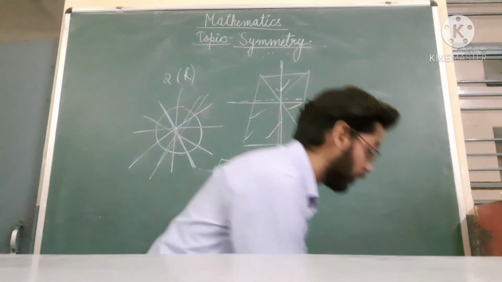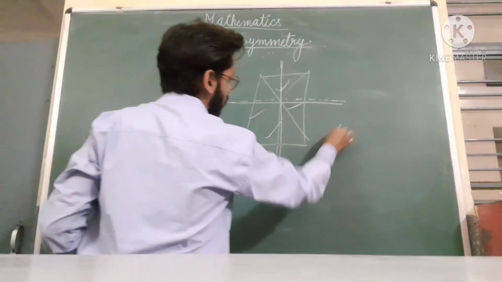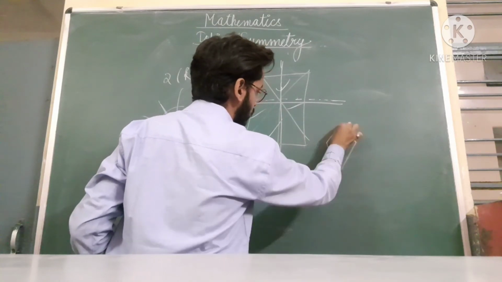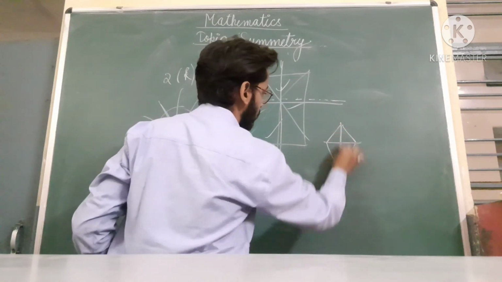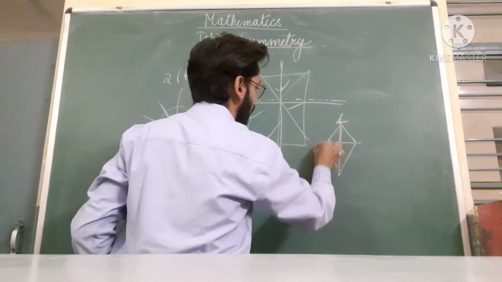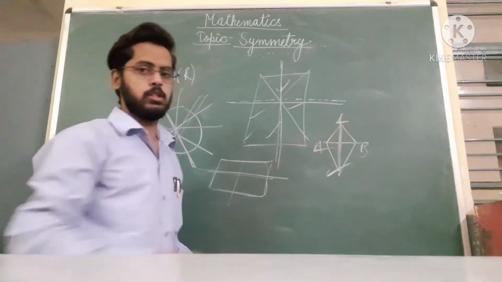A kite has only one. This is called a kite, and the line of symmetry will be like this. There is only one line of symmetry. Okay, one line of symmetry.